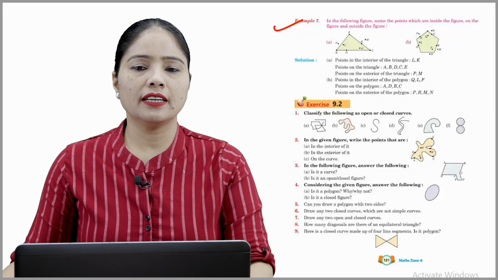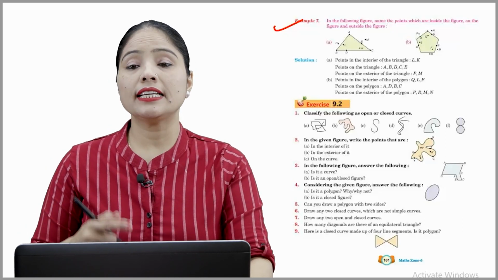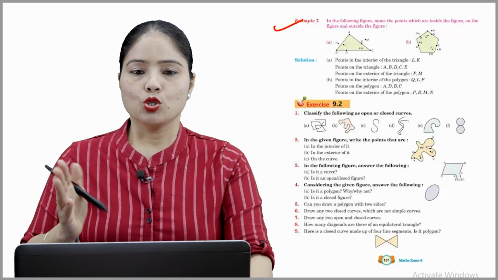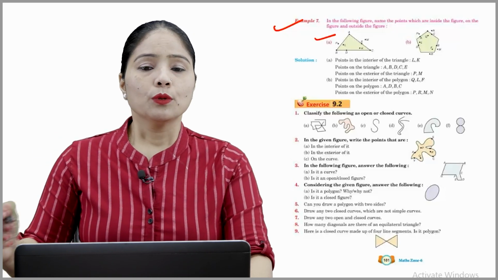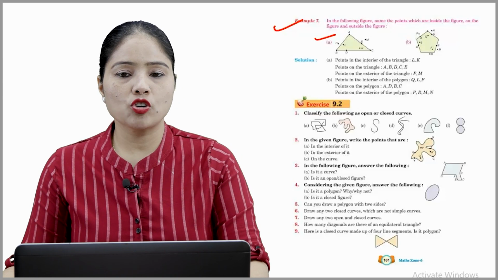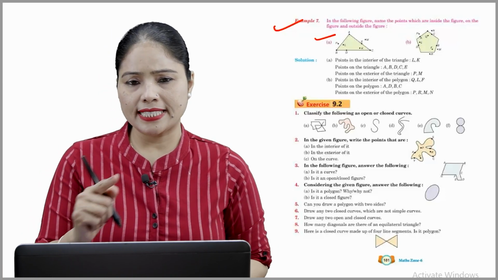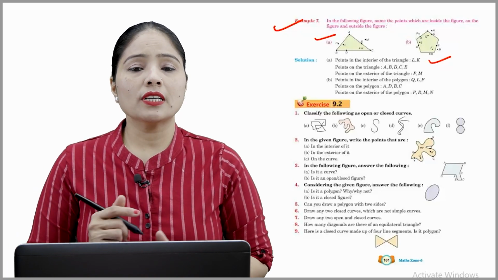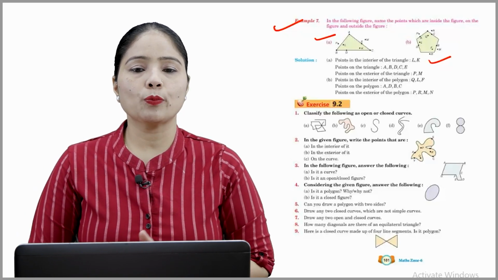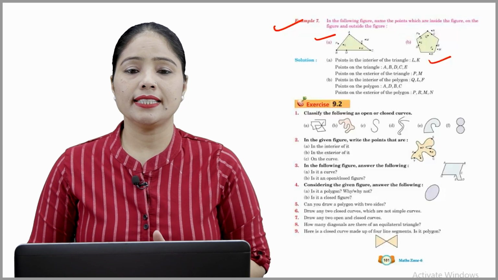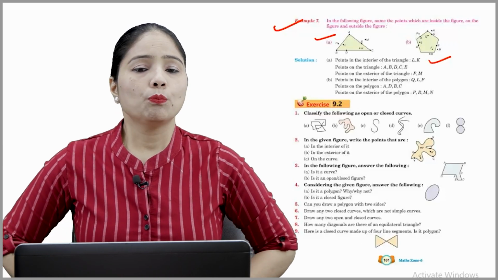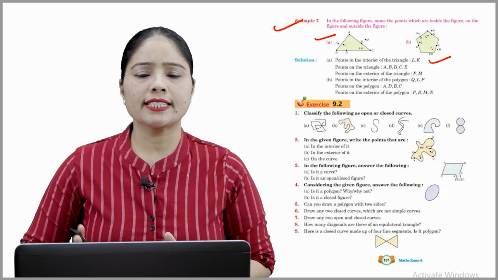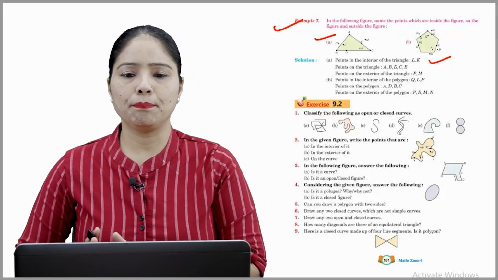In the following figure, name the points which are inside the figure, on the figures and outside the figure. So first part is points in the interior of the triangle. Which ones do we see? Yes, K and L. So K and L. Points on the triangle: which points are on the triangle? A, B, D, C and E. Okay. Points on the exterior. Which ones do we see in the exterior? Only 2 points, which are M and P.